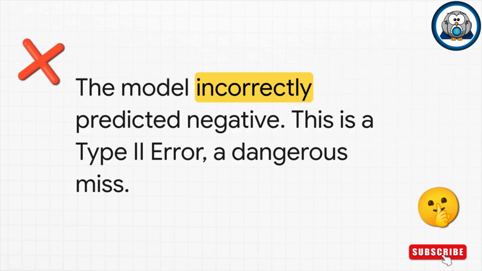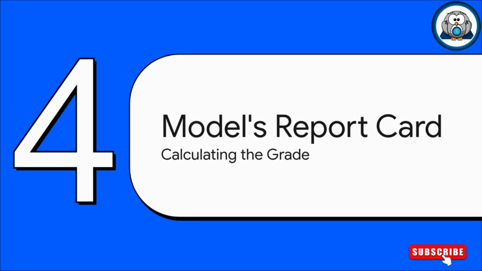This is when a real piece of spam just slips right past the filter because it was incorrectly labeled not spam. This is a mess, and it's the annoying reason you still get junk in your inbox. Okay, so now that we've sorted every single prediction into one of these 4 boxes, we can finally create a really detailed report card for our model.